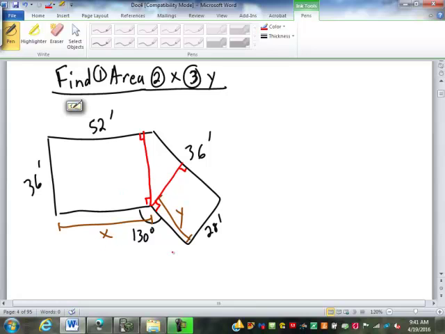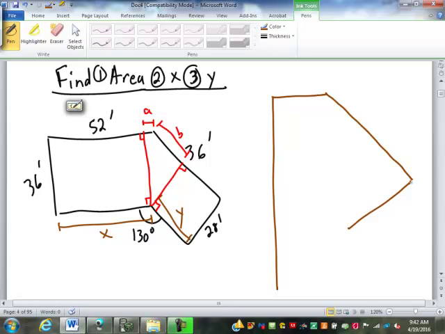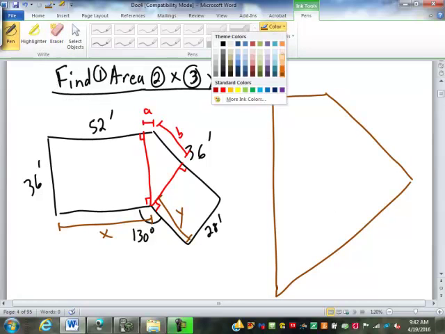So now we need to know X and Y here to find the area of those rectangles. But to find those, we would really need to find these dimensions, A and B up here. So what we really need to focus on is this weird little shape thing here. What do we know about it?